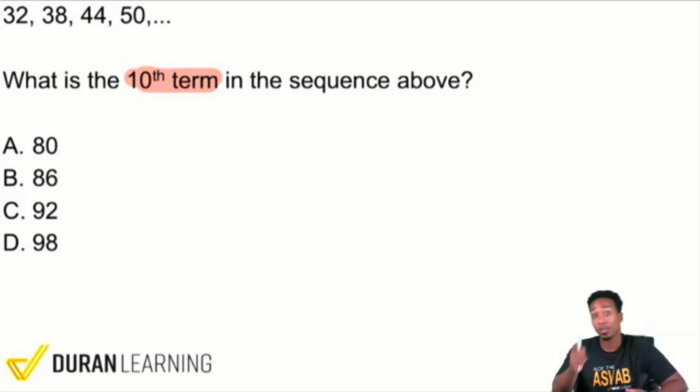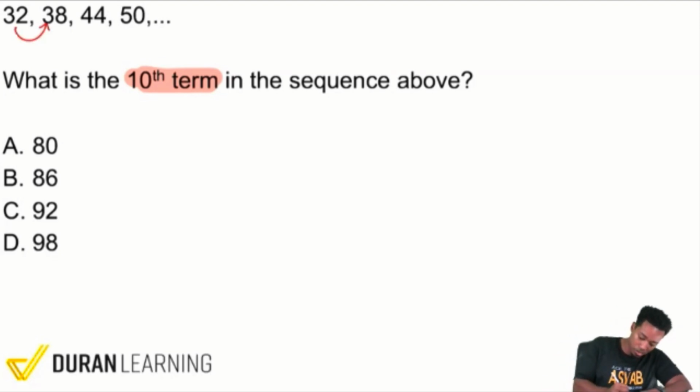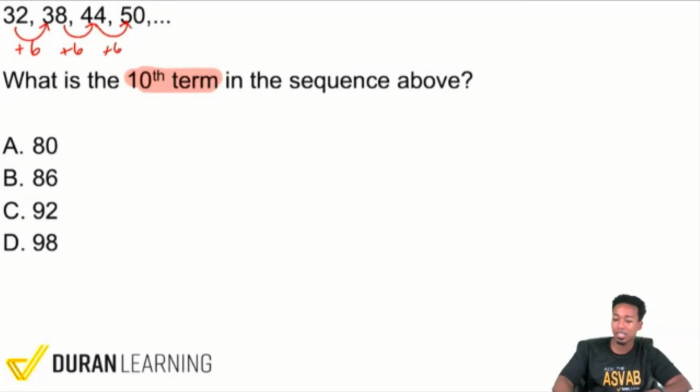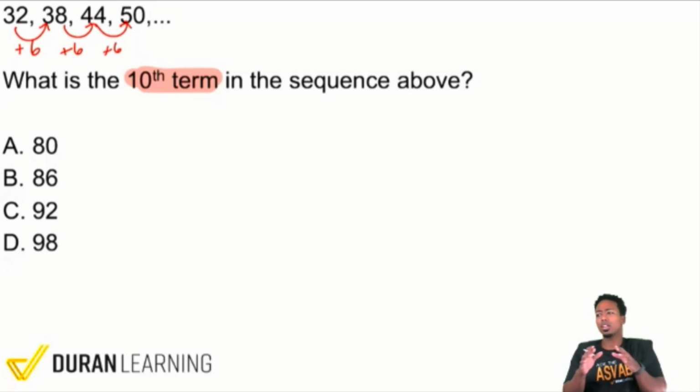So everybody, what is the pattern still? That's right, plus 6, plus 6. We're adding 6 to every term. So let me go ahead and relist the sequence, because what we're going to do now is make our plan.